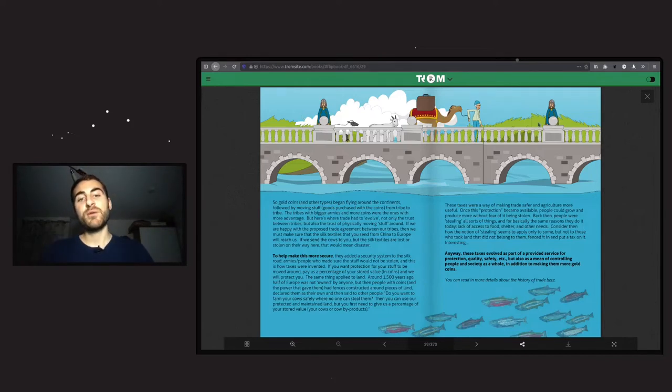So what they came up with is some sort of taxes. They paid some people, soldiers, a little bit of money in order for them to make sure that those goods are arriving safely at where they are supposed to be.